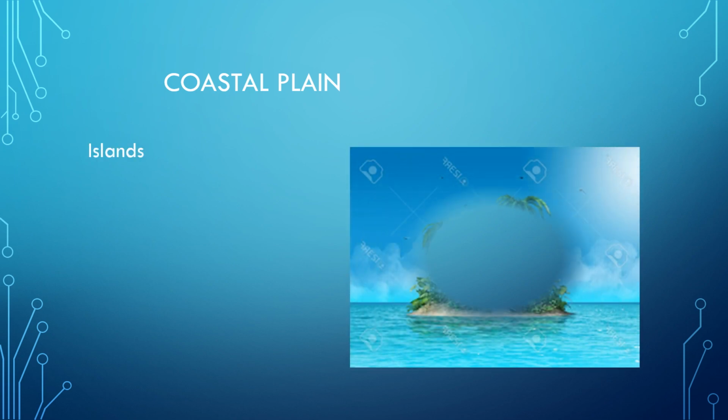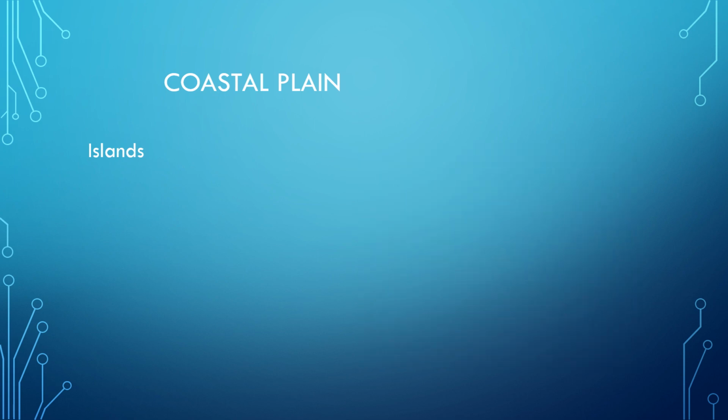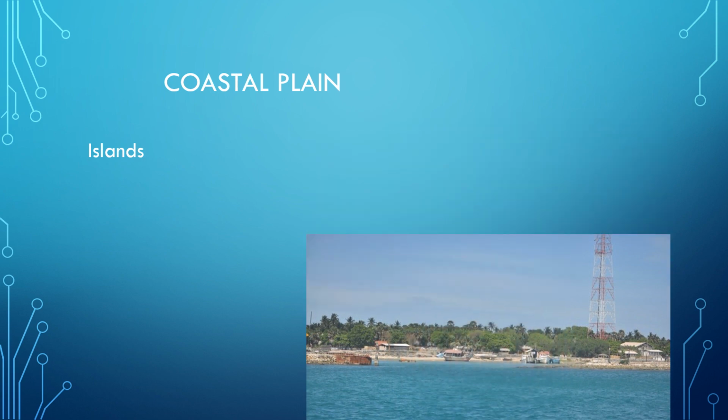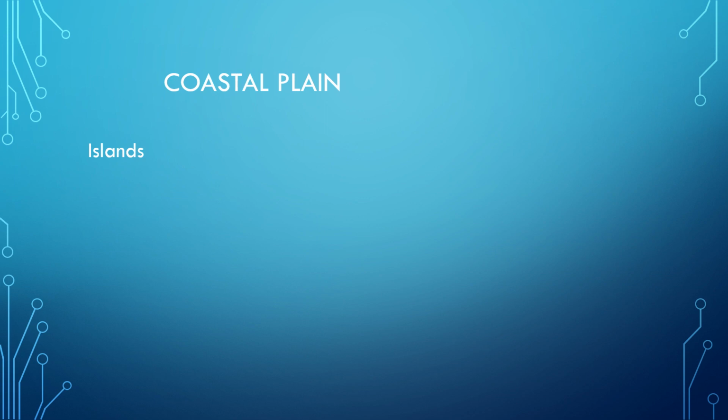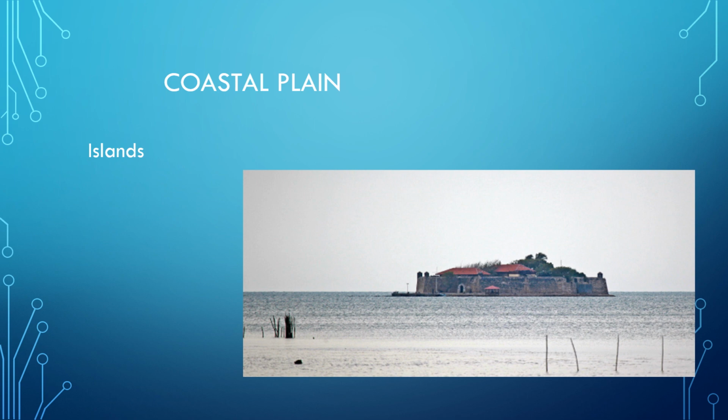Fifth one is islands. An island is a small land area surrounded by water. Examples: Delft Island, Kayts Island.